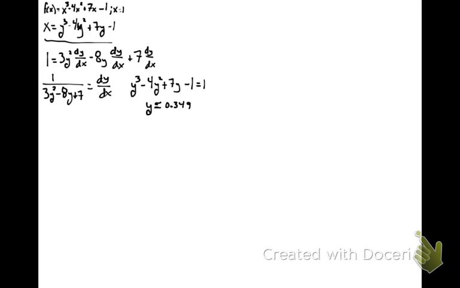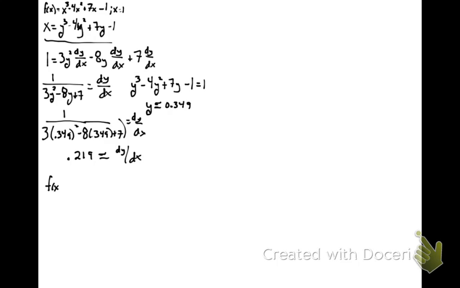Alright, so now we're using our calculator to help us out. And this means that when we substitute 0.349 into our expression, so it'll be 1 over 3 times 0.349 squared minus 8 times 0.349 plus 7, and we solve for dy/dx, we're going to get about 0.219. It's roughly the slope of the inverse. Let's consider another example.